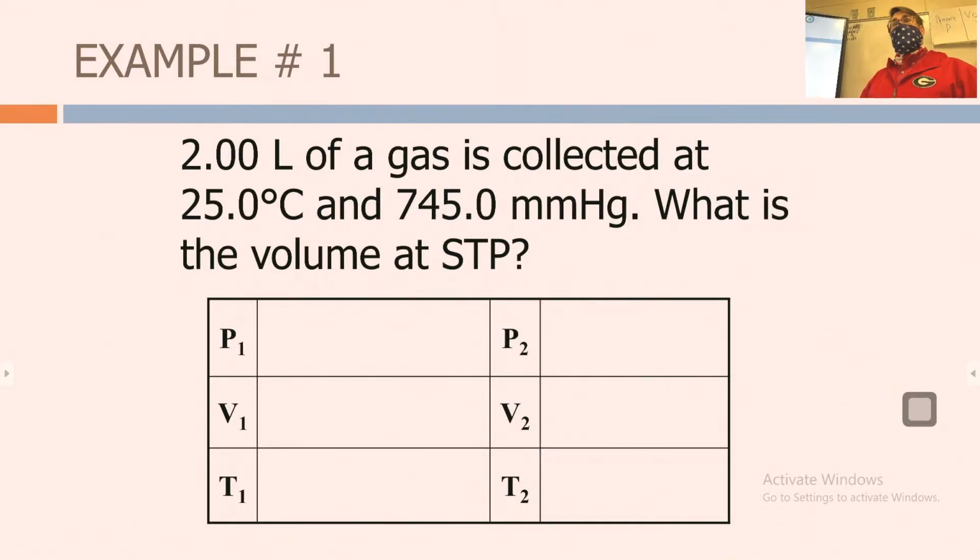Then it says, what is the volume at STP? What does the volume indicate, Corey? What is the phrase? What is the volume? What does that indicate? V2 is the volume at STP. When it says what is the volume, that means volume is unknown. V2 is unknown.